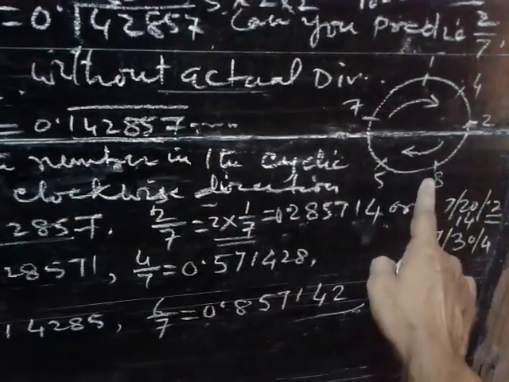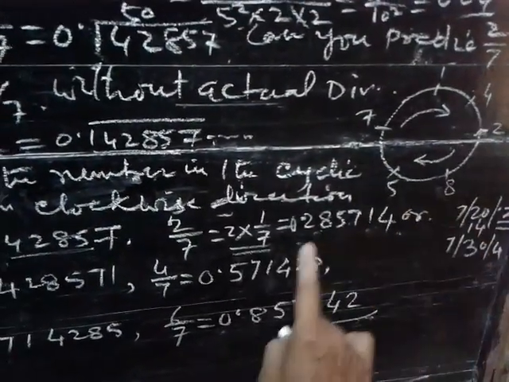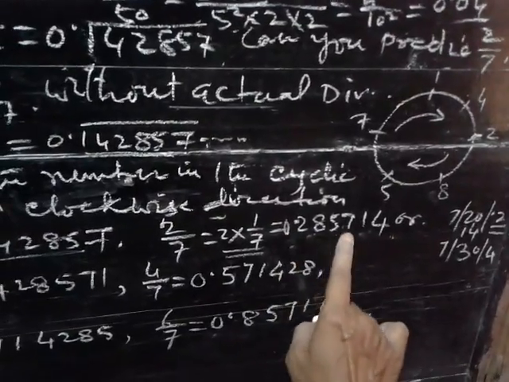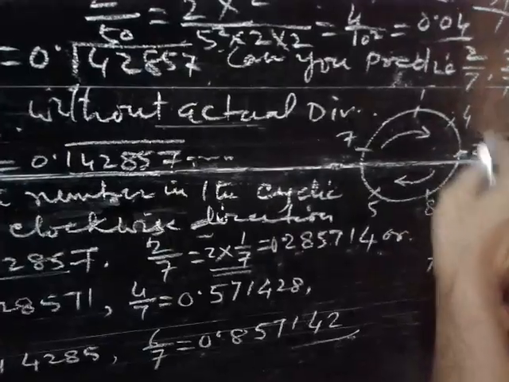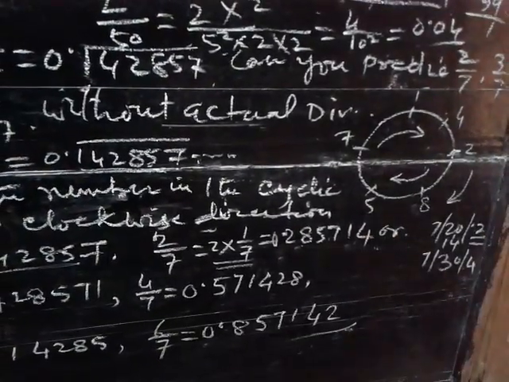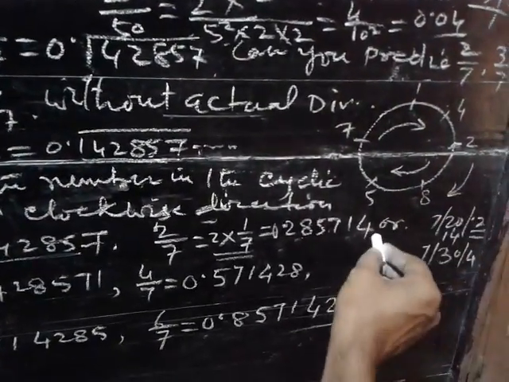Then 85714. That is 0.285714. So use this cyclic picture, then you will get the answer.